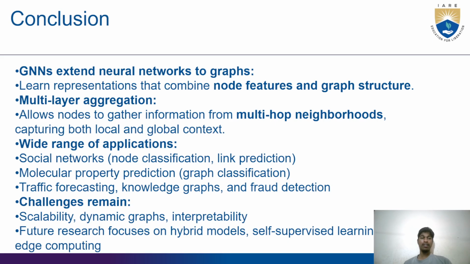Conclusion. Graph neural networks extend neural networks to graphs, and multi-layer aggregation allows nodes to gather information, with a wide range of applications such as social networks, molecular property prediction, and forecasting. Challenges: scalability, dynamic graphs, and interpretability are the main challenges.